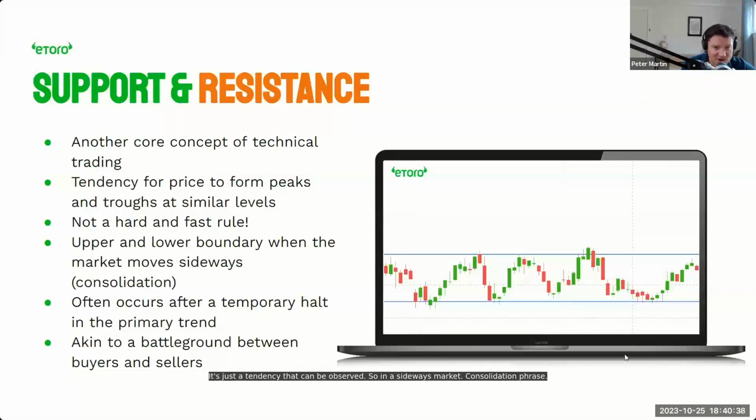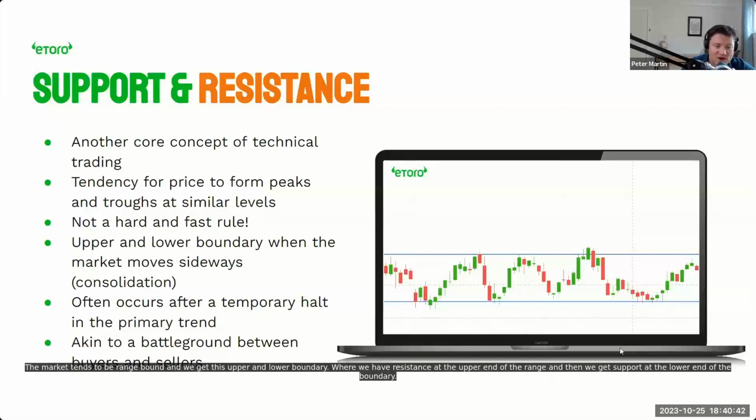So in a sideways market, a consolidation phase, the market tends to be range bound, and we get this upper and lower boundary where we have resistance at the upper end of the range, and then we get support at the lower end of the boundary. And this often happens after a temporary halt in the primary trend.